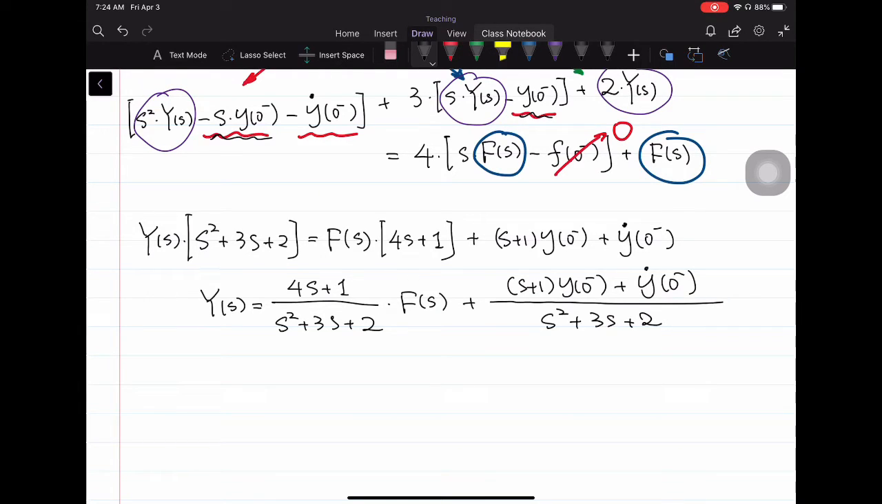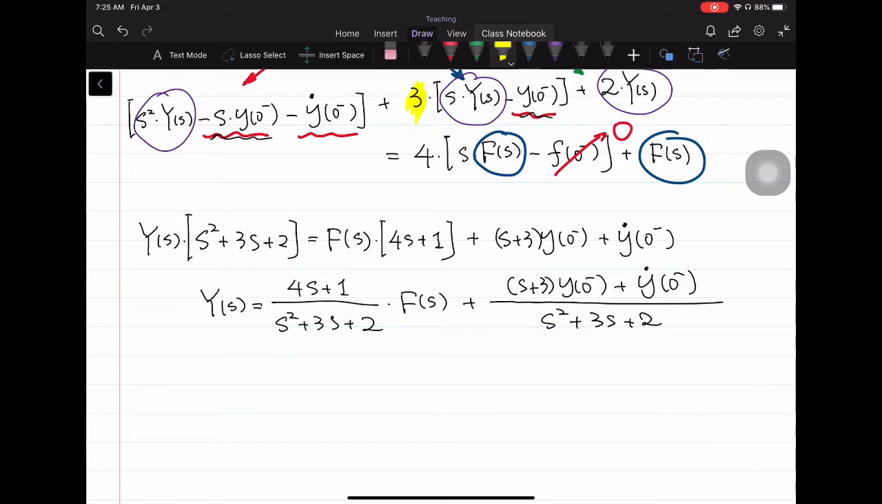Now, think about the following scenario. Oh, sorry, I need to correct something. This should be s plus 3 instead of s plus 1, since there's a 3 here that will be multiplied by that initial condition of y. So what does this mean?